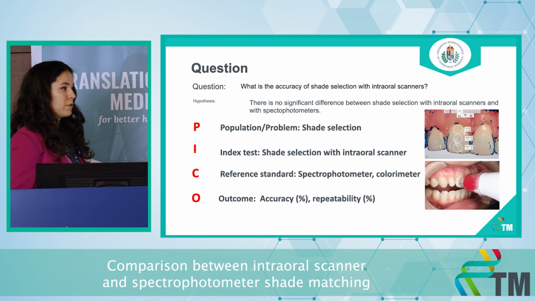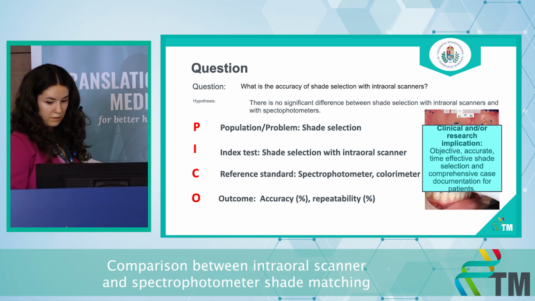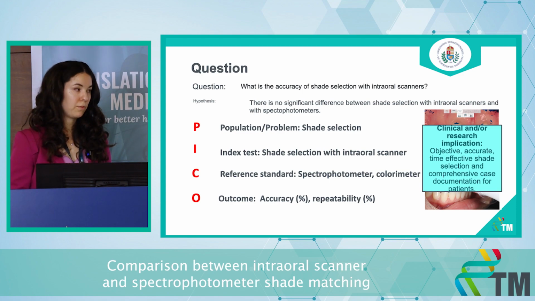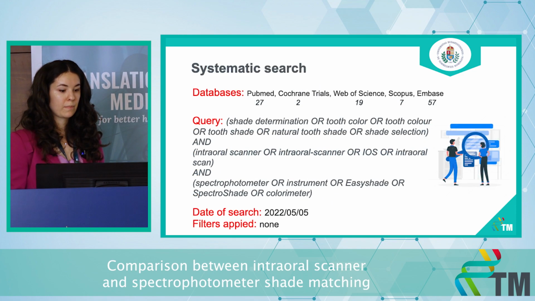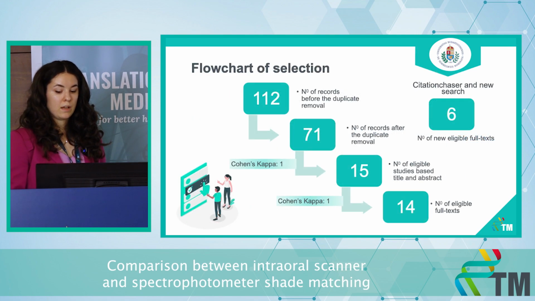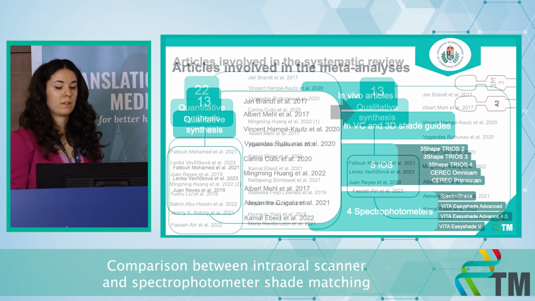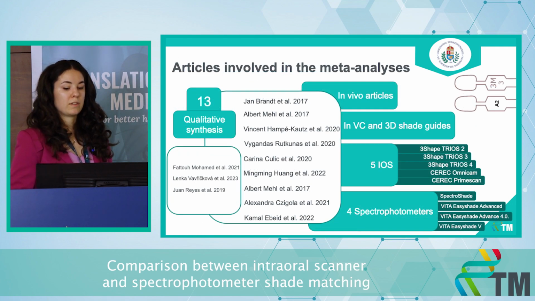We even wanted to measure the delta E values, but unfortunately these were not equivalent in every study. If they are accurate enough, they can be a very objective and time-effective method for shade selection further on. In the systematic search, we searched in 5 databases, and after the search, I also made another citation chaser search, and now we got 22 eligible articles, from which 13 were used for the statistical analysis.